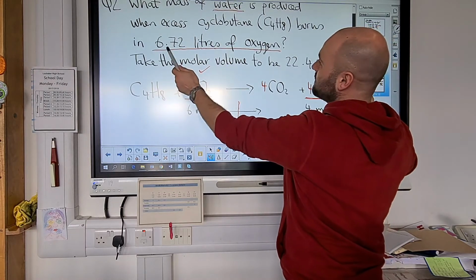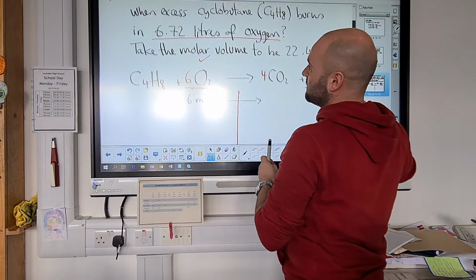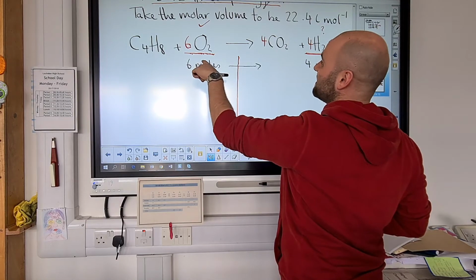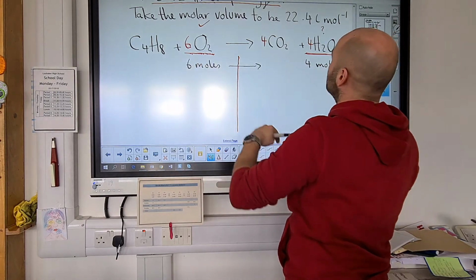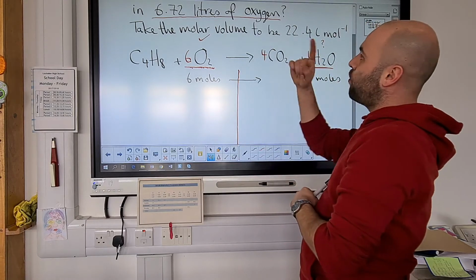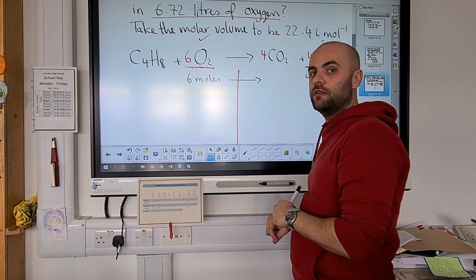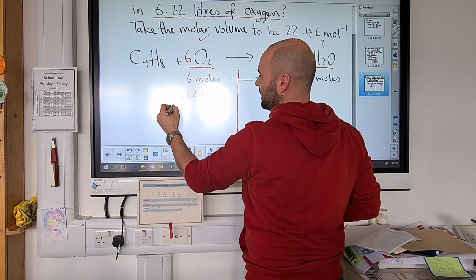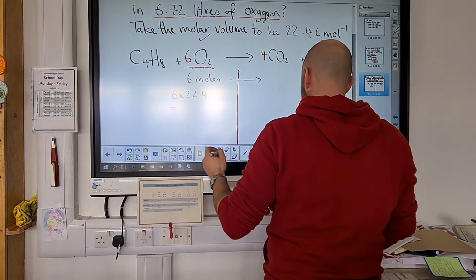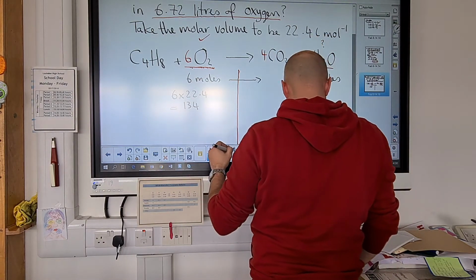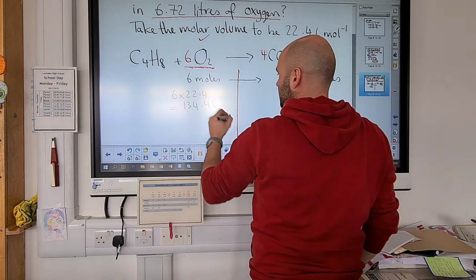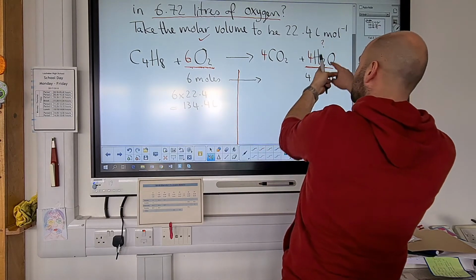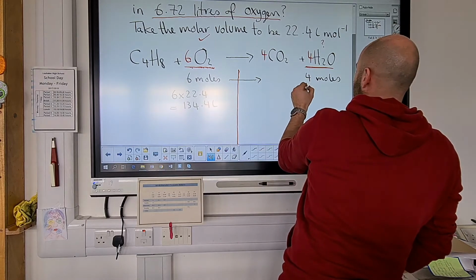So it's saying to us that the oxygen was in litres and we've got 6.72 of that. However, before we move on to this, we know that 6 moles of oxygen would produce 4 moles of water, and every 1 mole is equivalent to 22.4 litres. So 6 times 22.4 equals, did this earlier, that's 134.4 litres. So if I have 134.4 litres, it will produce 4 moles of H2O, or in other words, we can work out the mass.